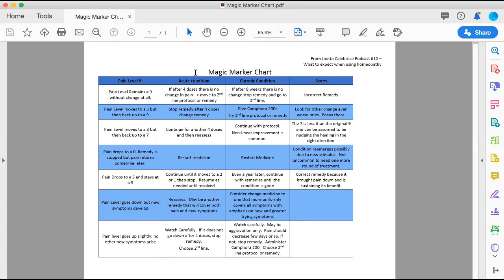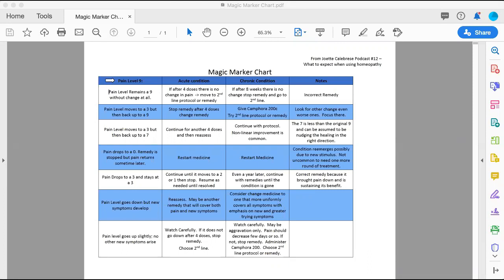This is to help you understand when it's time to move on to a different remedy, how to know that your remedies are working, how to know they're not working, when to stick to the same one, and when to move on. So I'm going to explain this chart to you. We typed it up after listening to her podcast. So you are welcome to download this chart and use it to help you know how to know that your remedies are working. I'm going to go through this chart and explain to you how to use it.